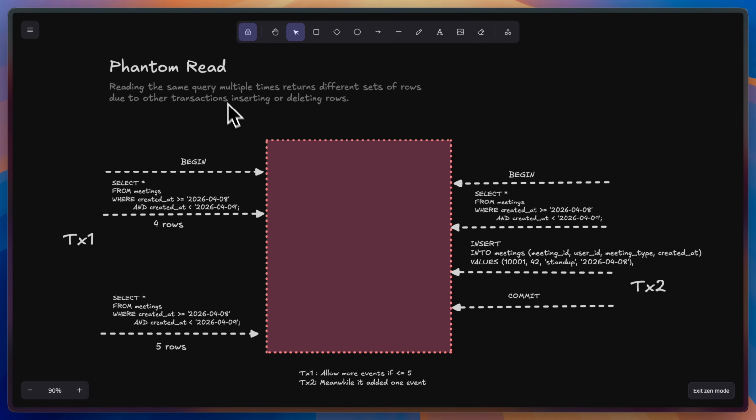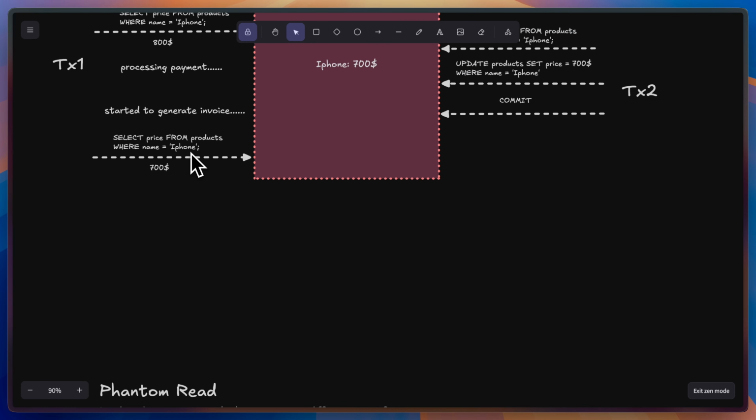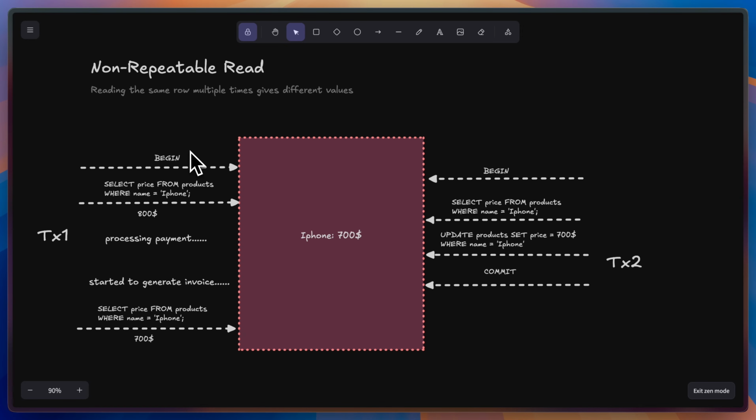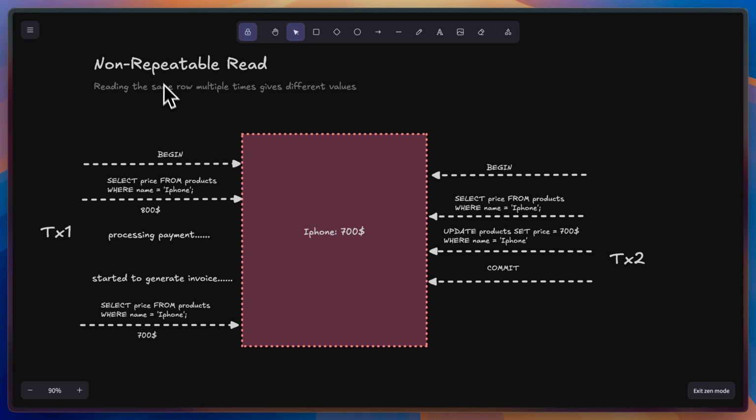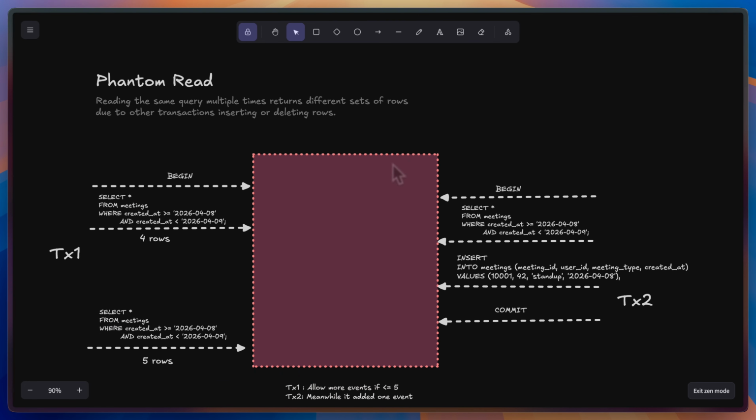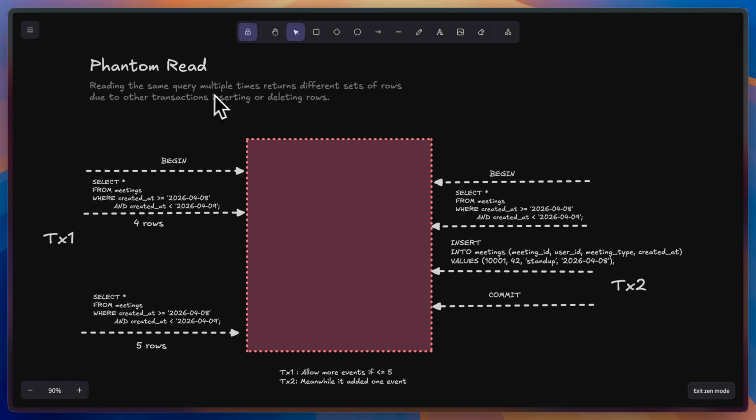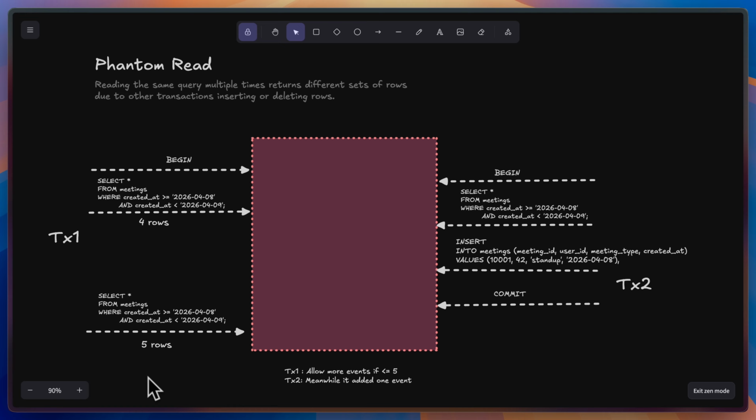Okay, and there's a subtle difference between the phantom read problem and the non-repeatable read problem. In non-repeatable read, we are reading the same row multiple times and that gives us different values. Whereas over here, we are executing the same query multiple times and it gives us different sets of rows. First time it gives 4 rows. Second time it might give you, let's say, 3 rows or 7 rows or whatnot. But it is giving you different sets of rows. Okay, so this is the phantom read problem. I hope you got this problem.